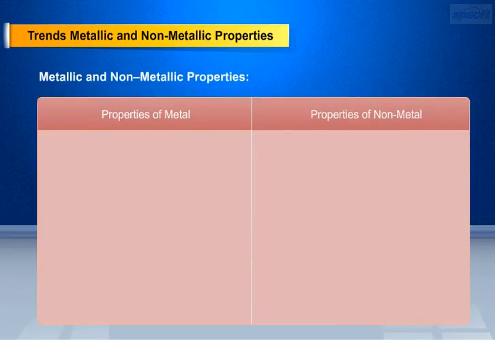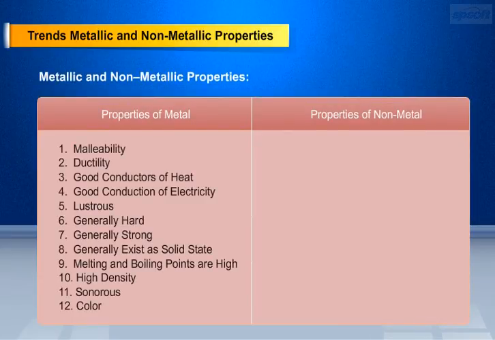General properties of metals and non-metals. Properties of metals are: malleability, ductility, good conductors of heat, good conduction of electricity, lustrous, generally hard, generally strong, generally exist in solid state, high melting and boiling points, high density, sonorous, and color.